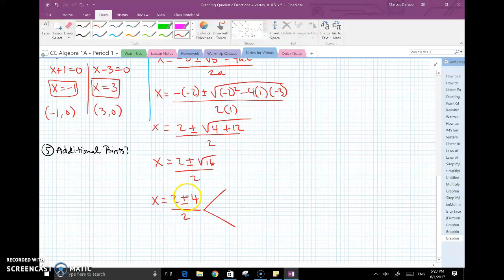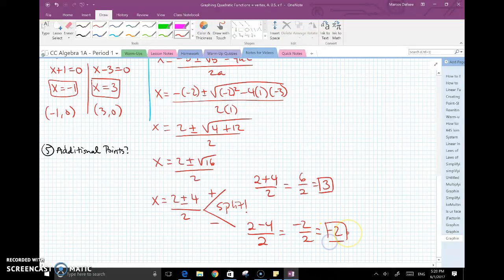Most likely, though, it's only when you're going to have 2 x-intercepts. So the plus would go here, for example. The minus would go there. You're splitting these from each other. The first one would be 2 plus 4 over 2. The second, 2 minus 4 over 2. And then you simplify. So this would be 6 divided by 2, which is 3. And this would be -2 over 2, which is -1.